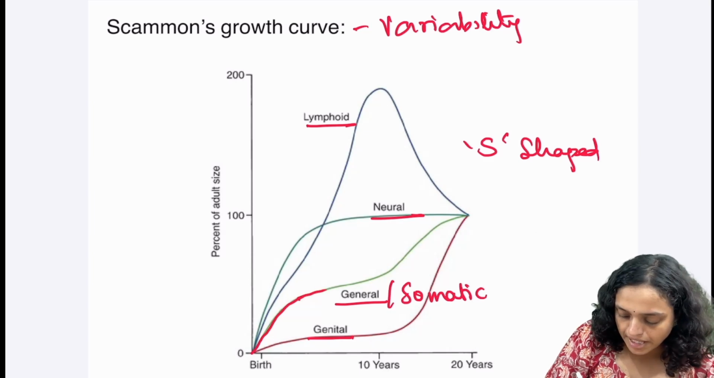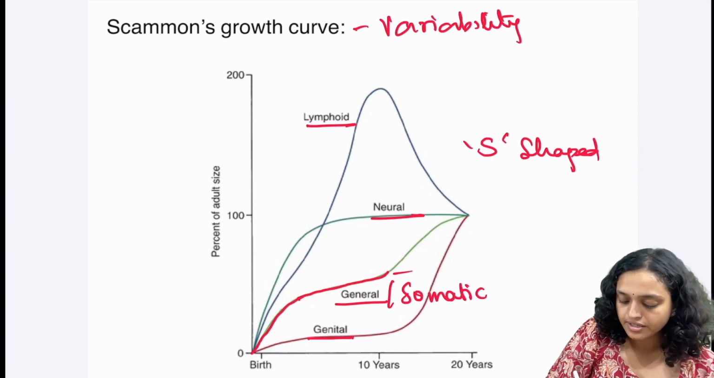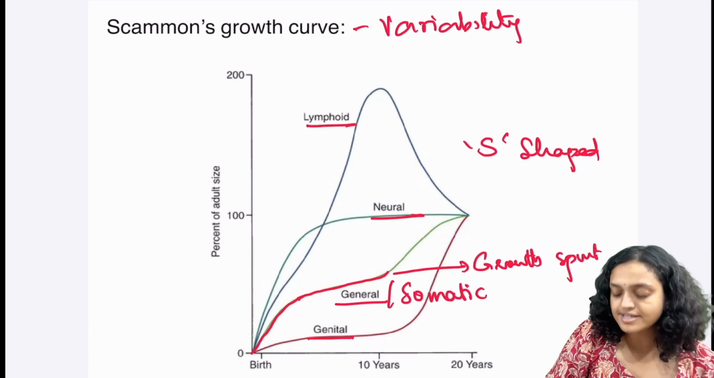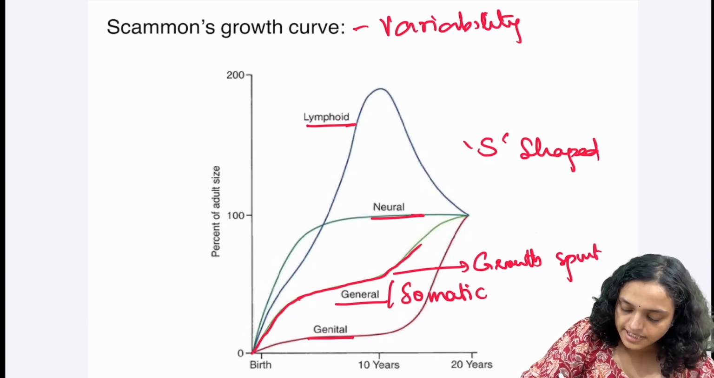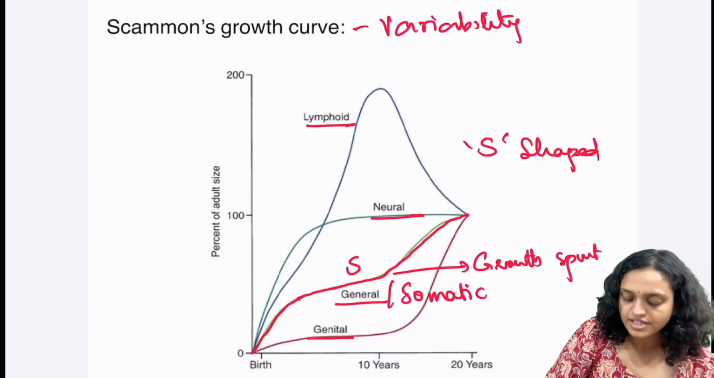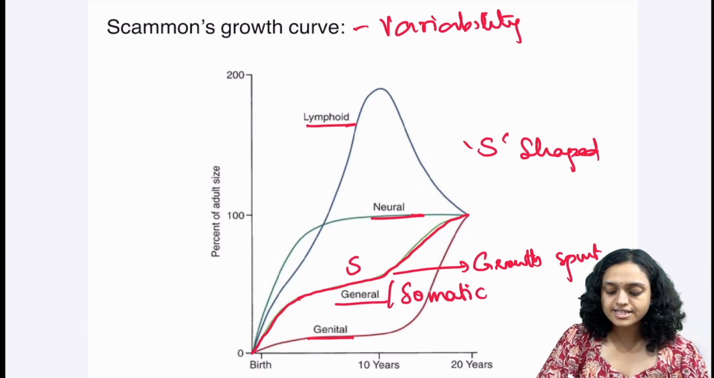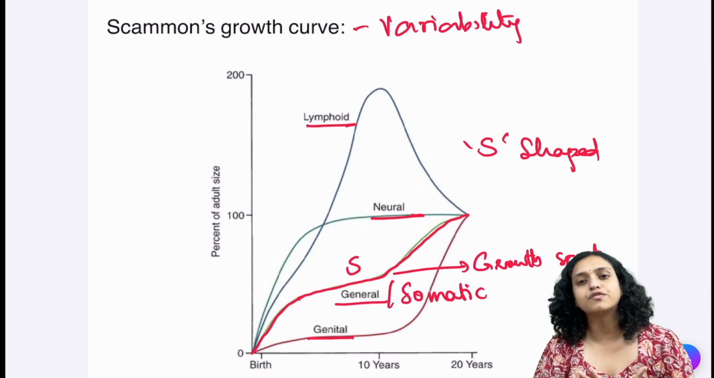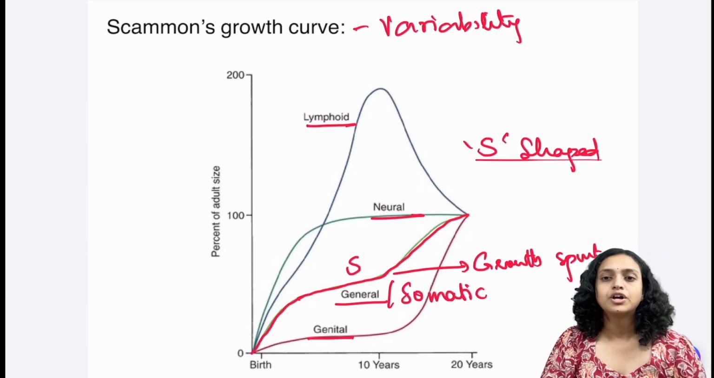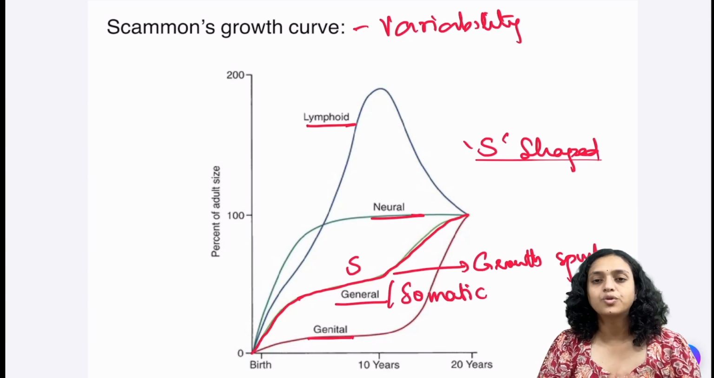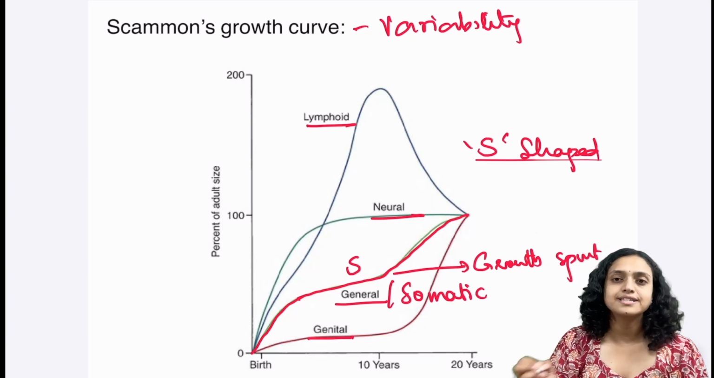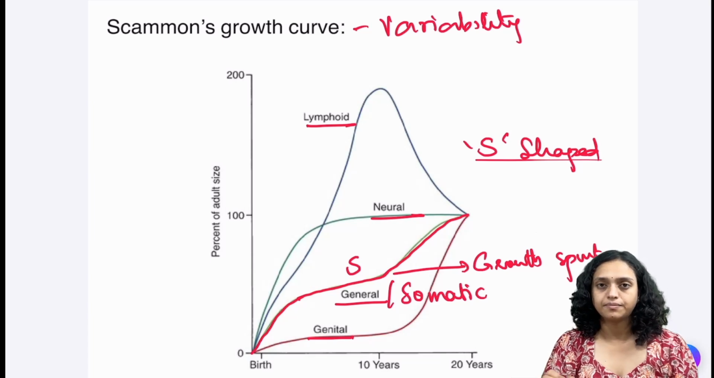So there is a period of plateau, and suddenly during puberty, there is something called a growth spurt. There is a sudden increase in height, a sudden increase in the growth of these organs. So this forms an S-shaped curve. This is how any general organs, or organs that follow the somatic growth curve, develop. S-shaped curve is an important 1-mark question. They could ask you which curve in Scammon's growth curve follows the S-shaped pattern. The answer is the general or somatic growth curve.